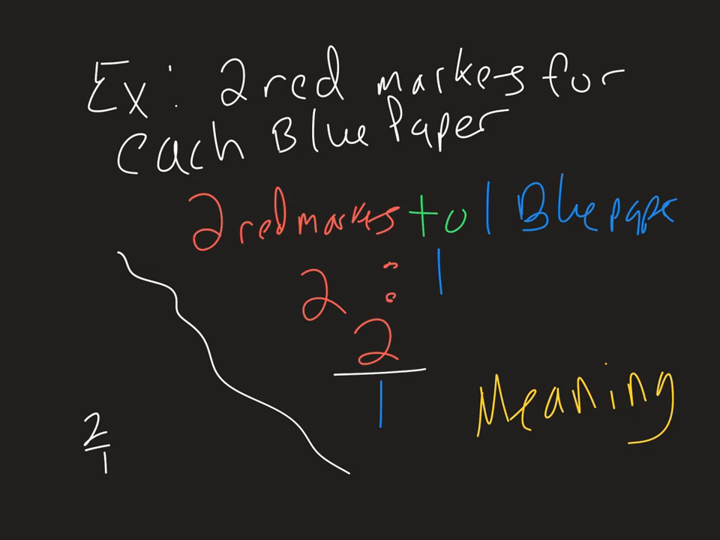If we were to add 2 over 1 plus 2 over 1, well, that would be 4 over 1. However, if we did this with, let's say I have 2 red markers and a blue piece of paper, and 2 red markers and a blue piece of paper. If I add all those together, then I would have 4 red markers and 2 blue pieces of paper. It's a little bit different, so just keep that in mind. It's a little different than fractions, although in a lot of senses they are similar.